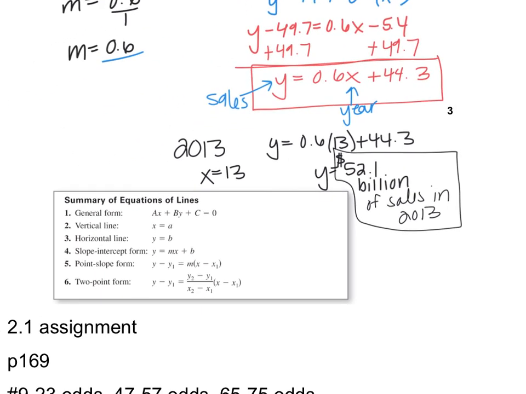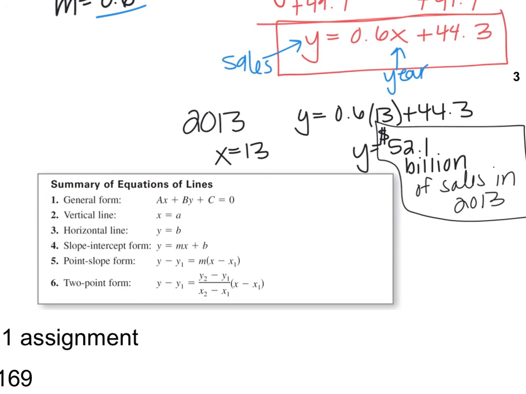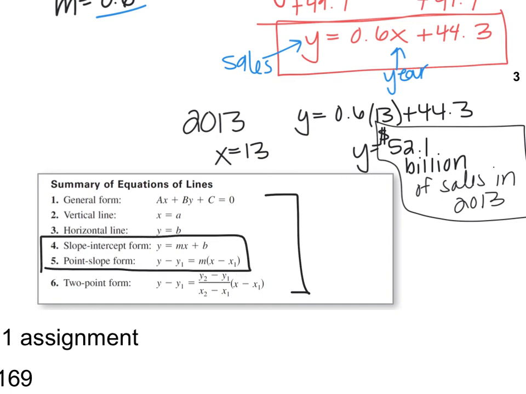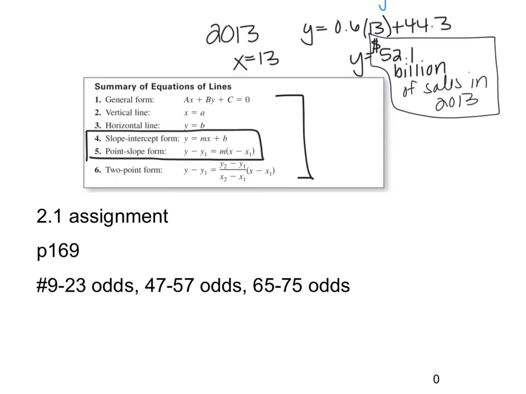Good. Then the rest of the notes here, you just have kind of a general summary of different forms of equations of lines. We typically focus in on the 2 here, numbers 4 and 5. But those are all there as options to use. And then there's your assignment.